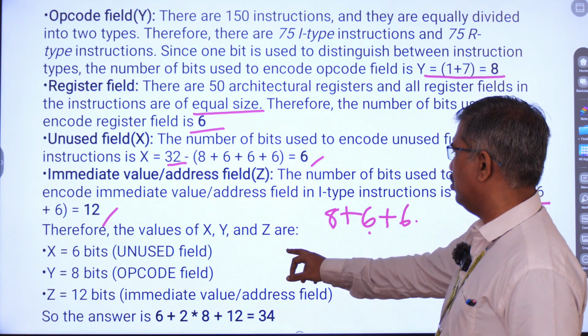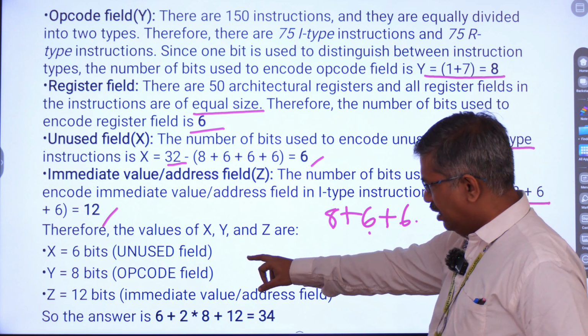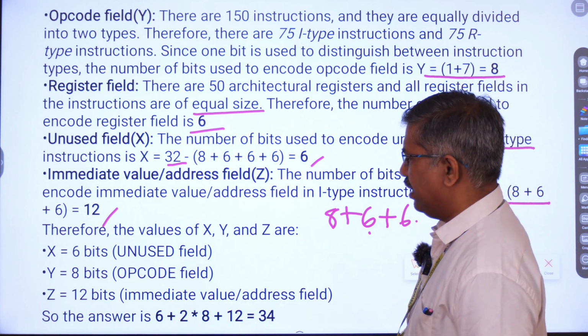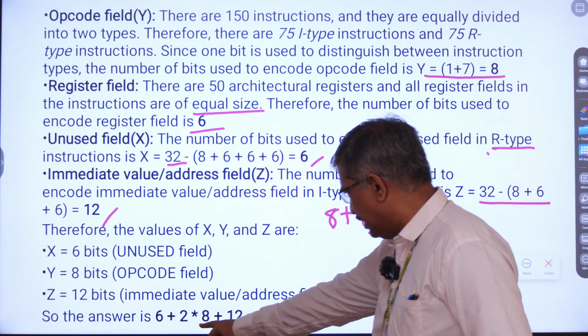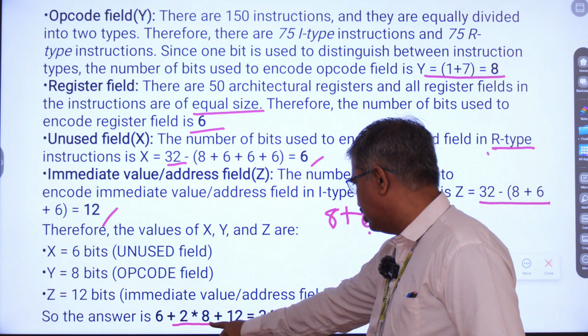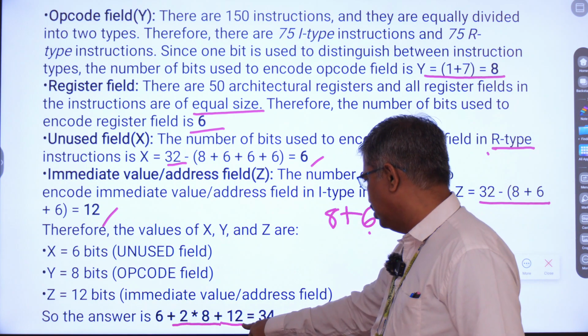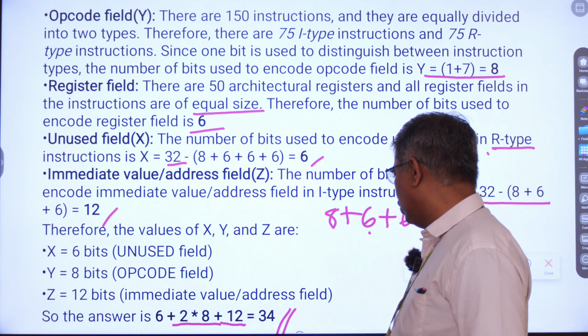Therefore, the values of X, Y and Z are 6, 8, 12 bits respectively. So the answer will be 6 plus 2 into 8 plus 12. So the answer will be 24.